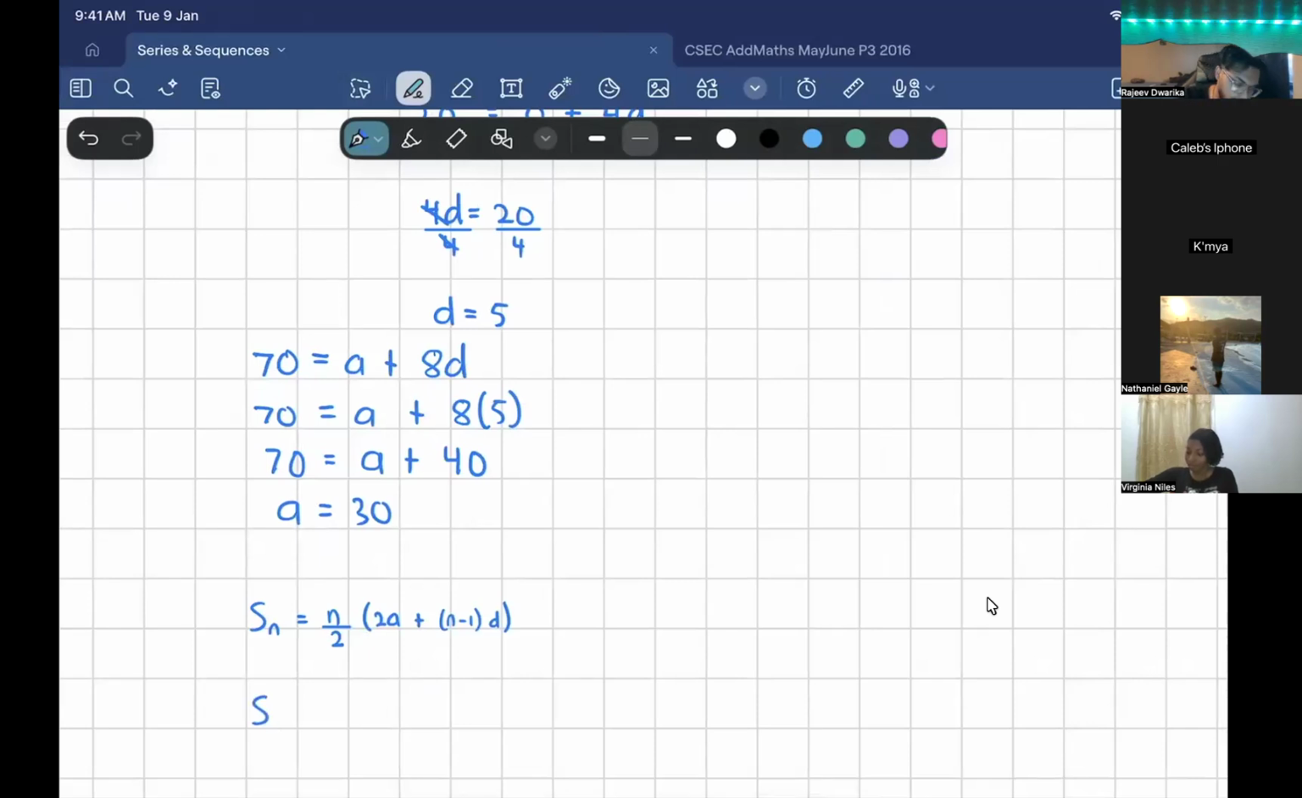24. So tell me what A, D, and N would be. What is A? 30. D is 5. And N is 24 minus 1. No, N would just be 24. When you plug it in over here, that would be 24 minus 1, but N is just 24.